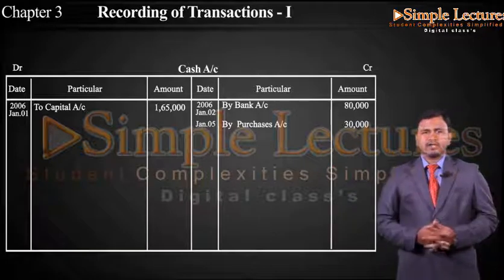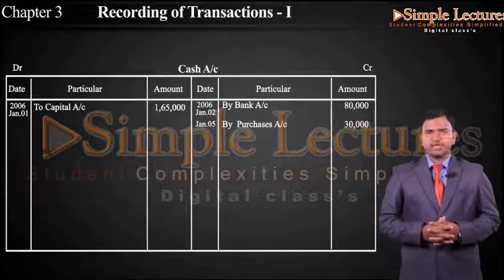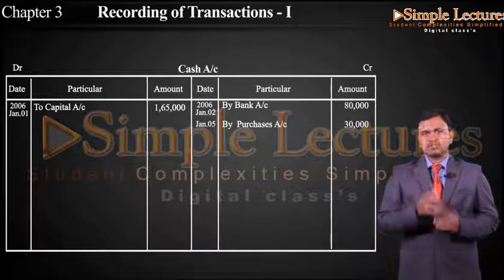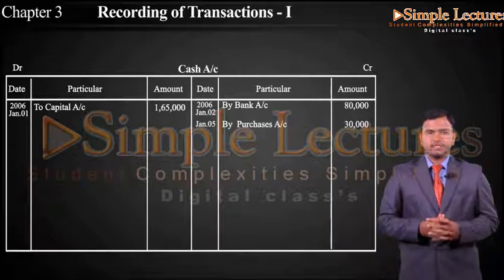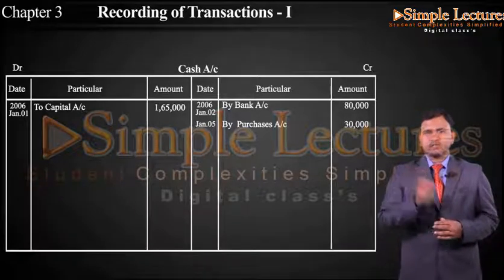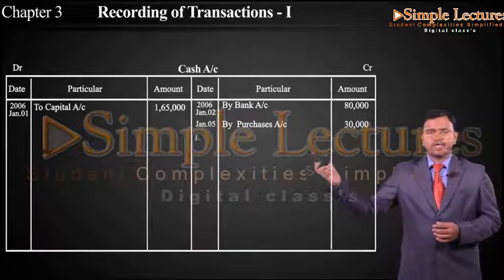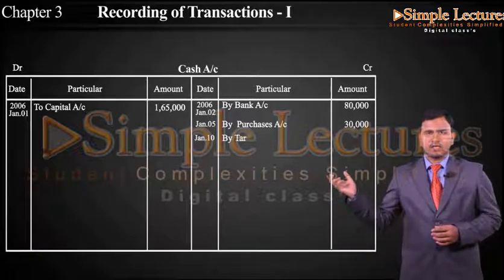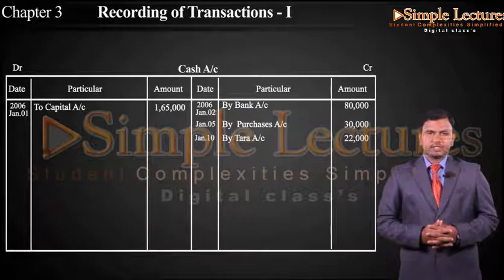Then, coming to the next transaction, we have on Jan 8th Naman account debtor to sales account. There is no cash, so no need to take this entry. Again, the next is Jan 10th, Tara account debtor to cash account, 22,000. Here the cash was credited, so we are going to take in the credit side, Jan 10, by Tara account, 22,000. Let us see the next transaction.